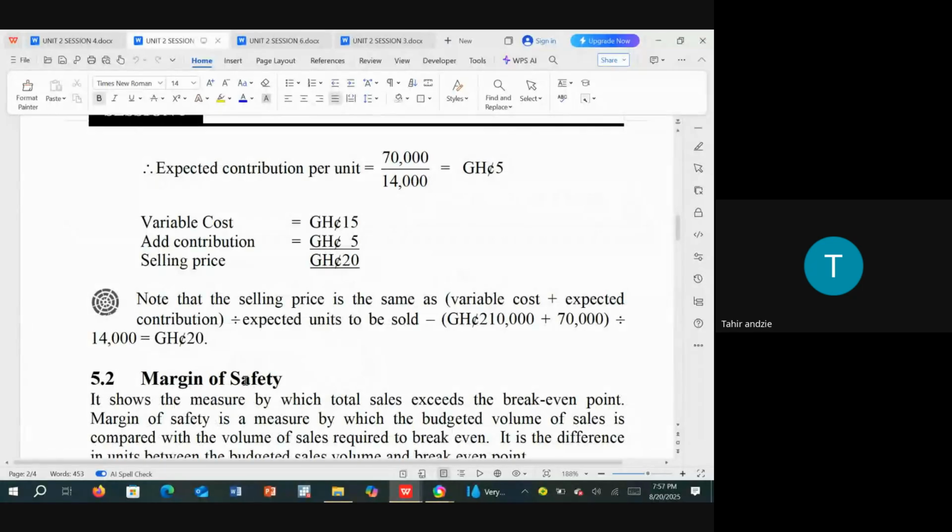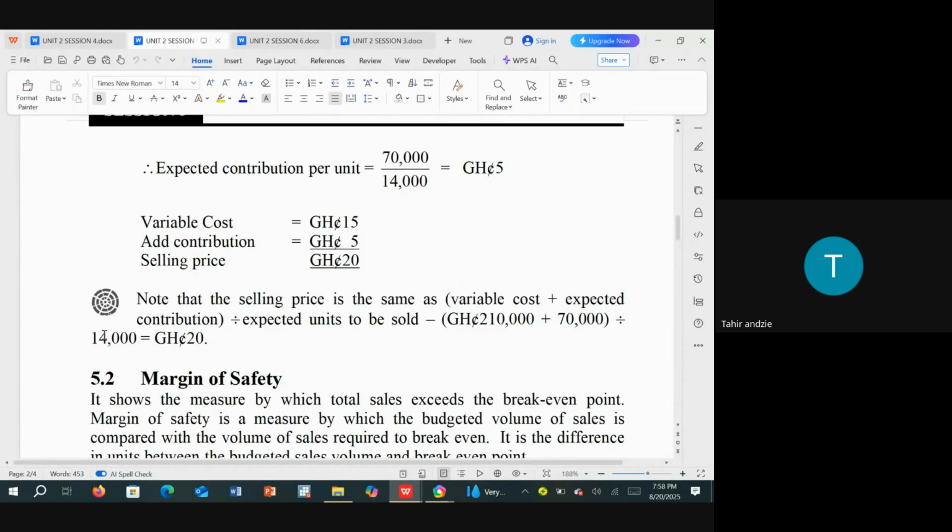Better still, you can just look at the total sales by getting the variable cost. The variable cost here is 14,000 multiplied by 15.